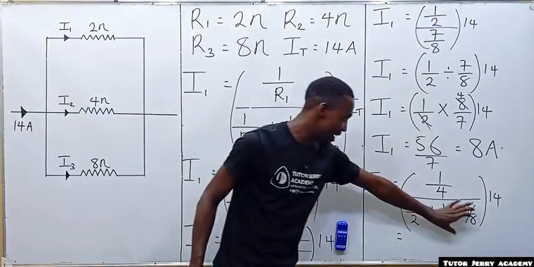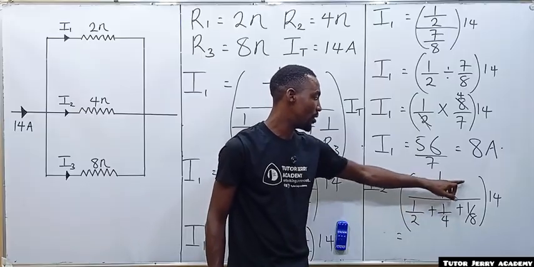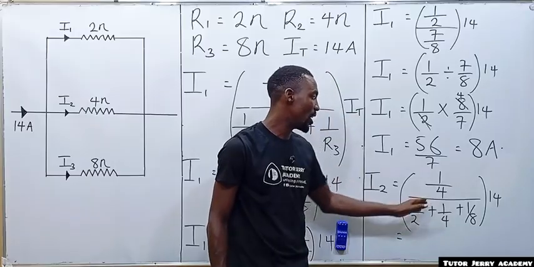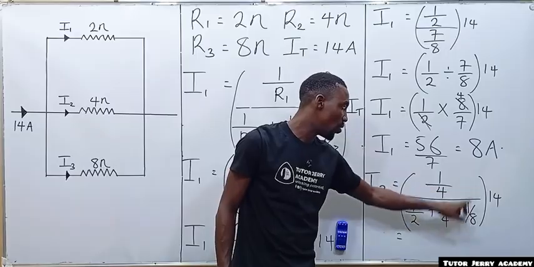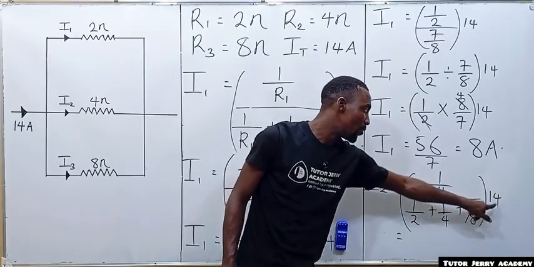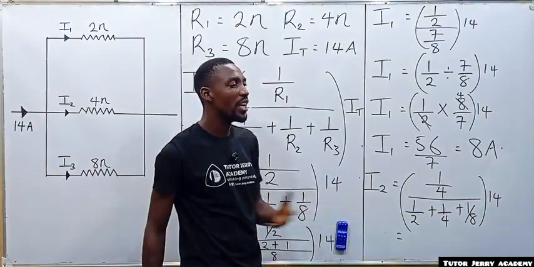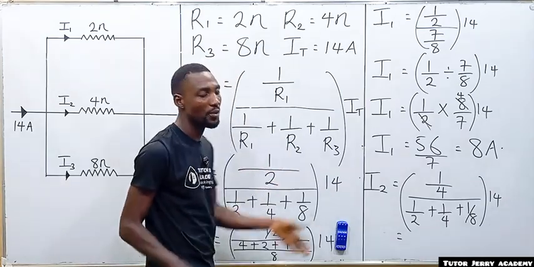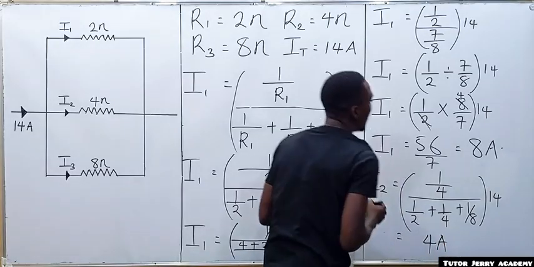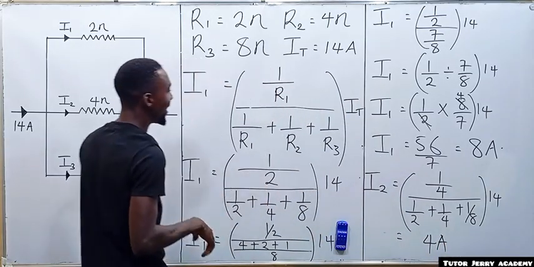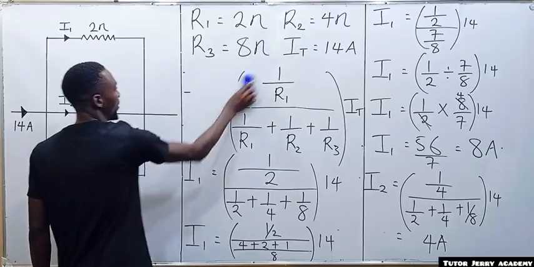So here I can replace this directly with 7 over 8. So it's going to be 1 over 4 multiplied by 8 over 7. 4 here 1, 4 in 8 is 2. So we are going to have 2 over 7, and 7 will go in 14. That is 2. 2 times 2 is 4. So I2 is nothing but 4 ampere. So here we are going to have this to be 4 ampere. All right. So for us to get I3, let's clean this part.